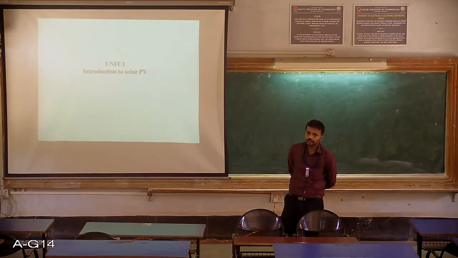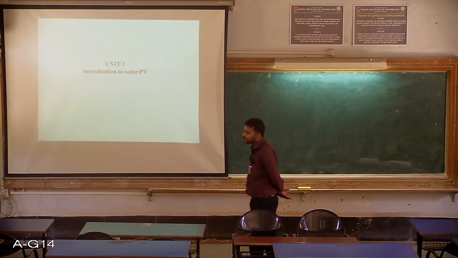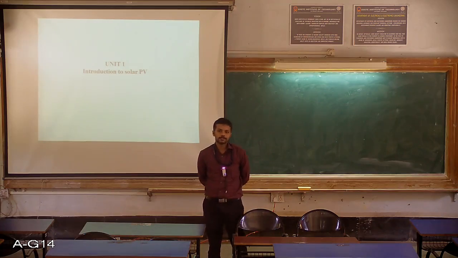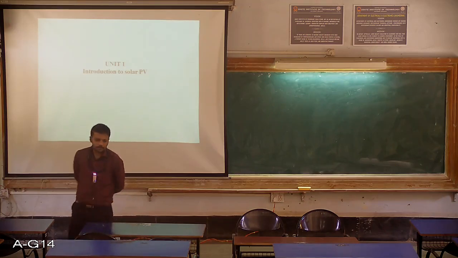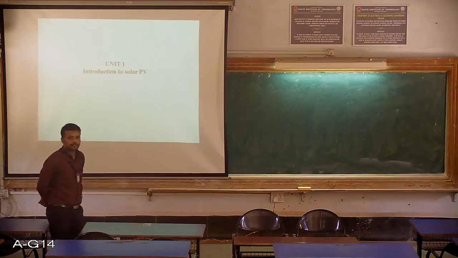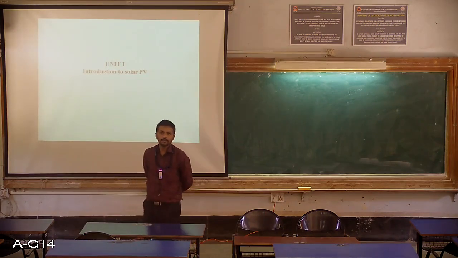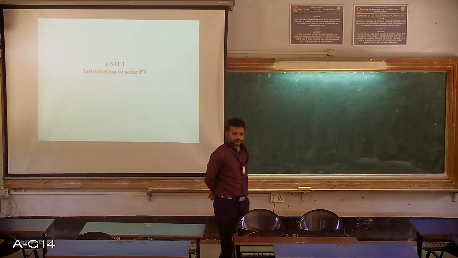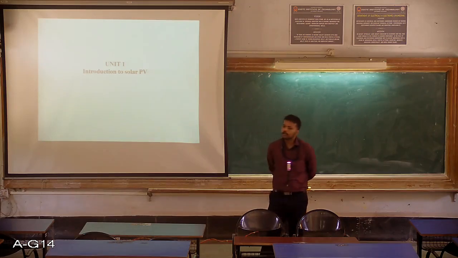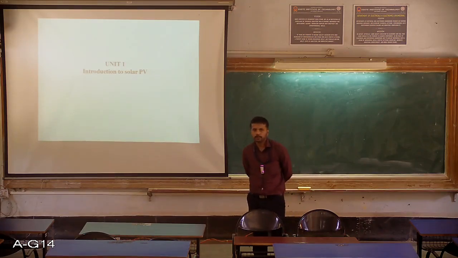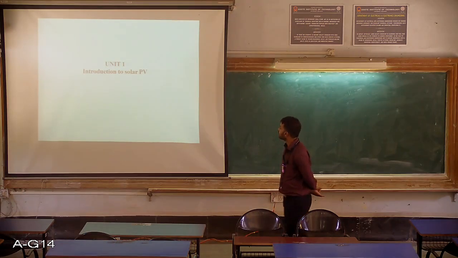Units 4 and 5 were dedicated to wind applications, and today we are going to discuss solar applications. The remaining units are based on solar applications and solar power production, all the aspects related to solar power production. Unit number 1 is introduction to solar PV. PV means photovoltaics, the short form of photovoltaic, so we write it as PV.